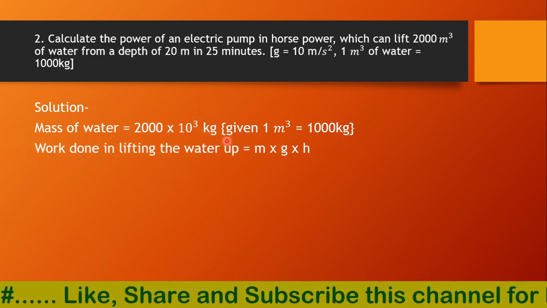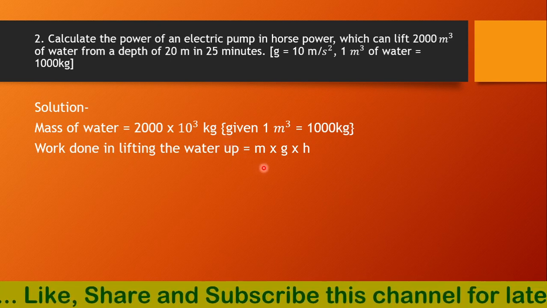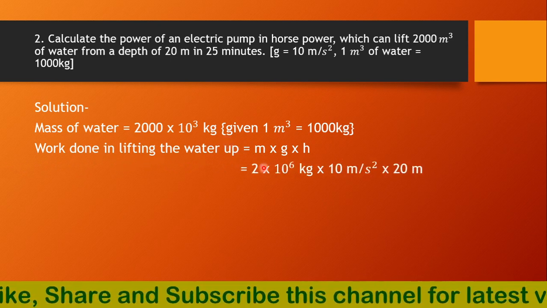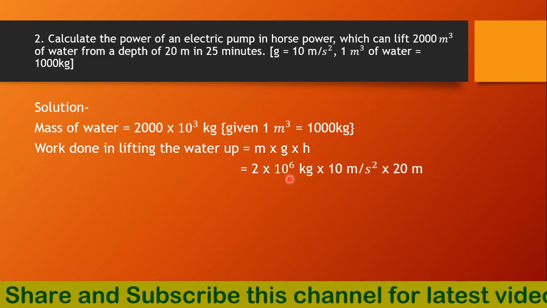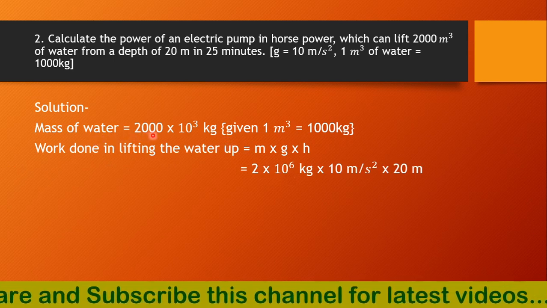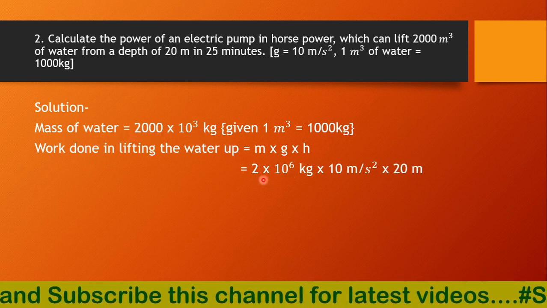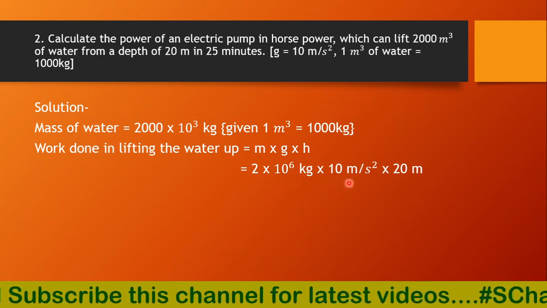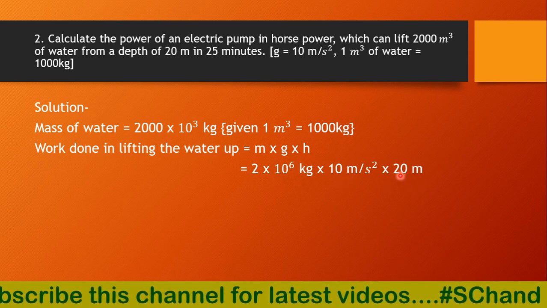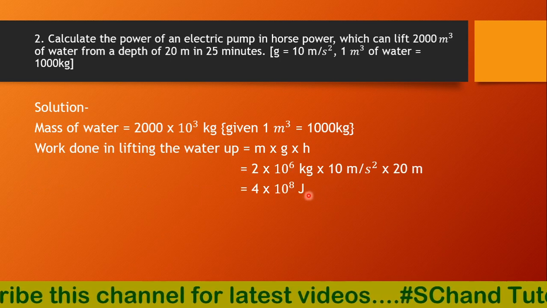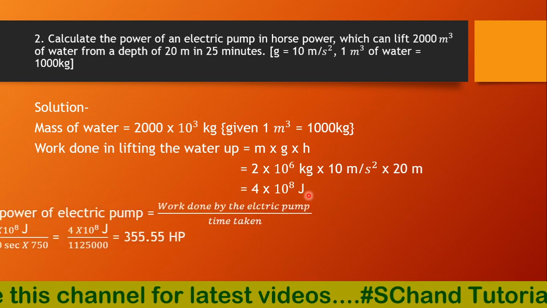So work done lifting the water, that is again having the formula mgh. So m we have 2 into 10 power 6 into 10 into 20. So 2000 into 10 power 3 can be written as 2 into 10 power 6 kilogram. Value of g is 10 and h is 20. So this will come out to 4 into 10 power 8 joule.